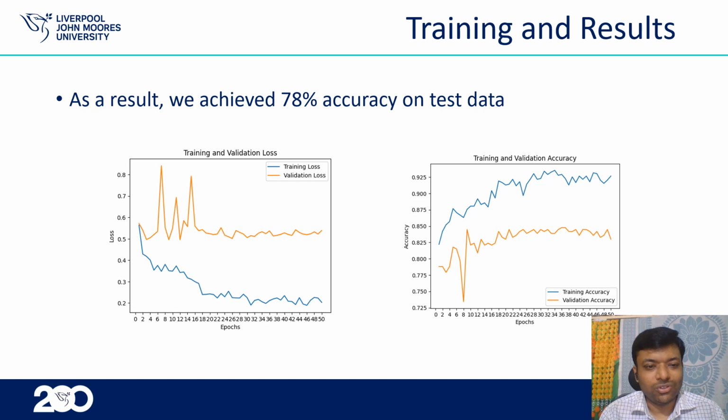Here are the most awaited results. We achieved 78% accuracy on the test data. This is really good accuracy that we achieved with a very small number of videos in the training set, validation and test data. If you observe, the accuracy we got on the training data is around 93%, and on the validation data around 83%.